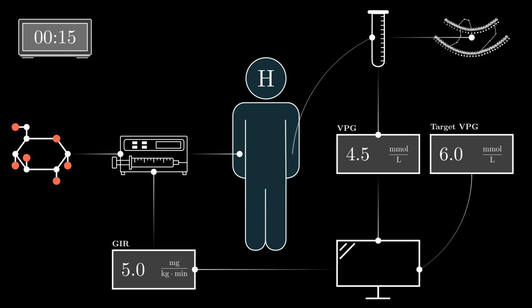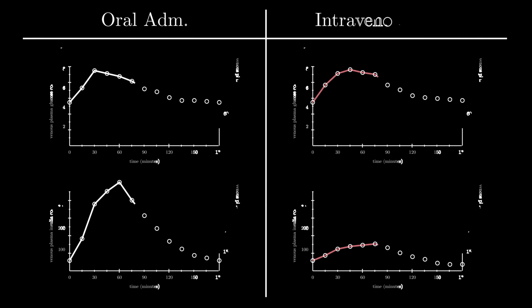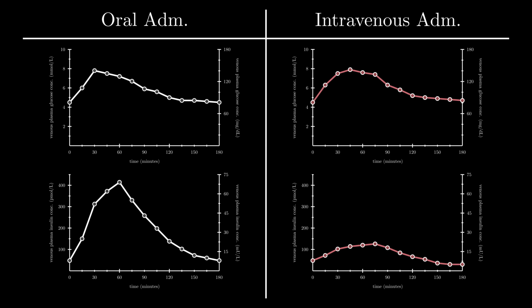After 15 minutes, we draw another blood sample to check the glucose level and set aside yet another sample for later insulin analysis. We input the updated values into the algorithm and adjust the infusion pump once more. This cycle, measure, adjust, infuse, is repeated every 15 minutes for a total duration of 3 hours. After insulin analysis, we now have both glucose and insulin curves for oral and intravenous glucose administration.